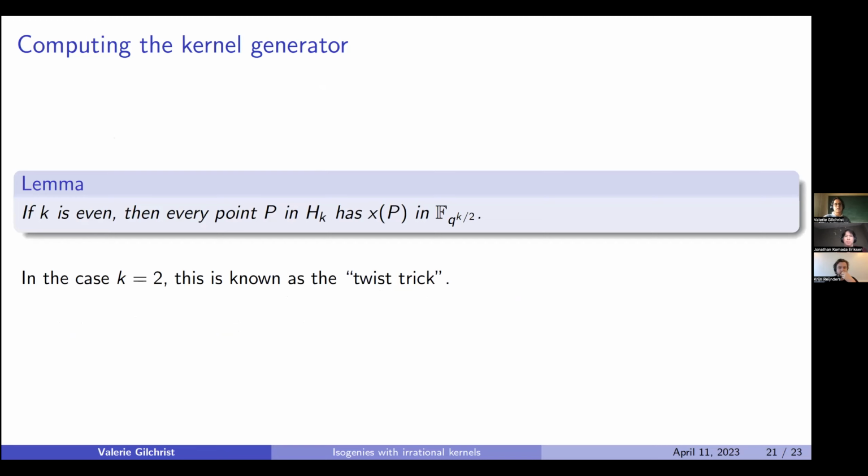Okay. We also have one other trick for when K is even, which is that if you have a point from H_k, then its x-coordinate is necessarily going to be over F_q^(k/2). The proof of this is included in the e-print, but basically, when k equals 2, we call this the twist trick, because when you're working over the twist, it's only the y values that are different from when you're working over the base field, and the x values are still always contained in the base field. So this same logic is extended for higher choices of k.